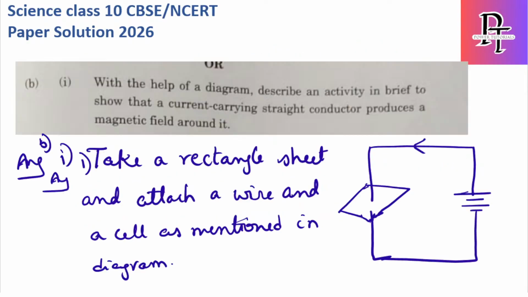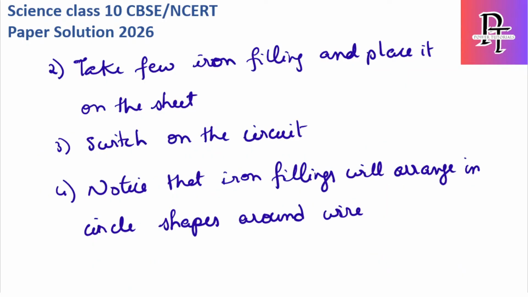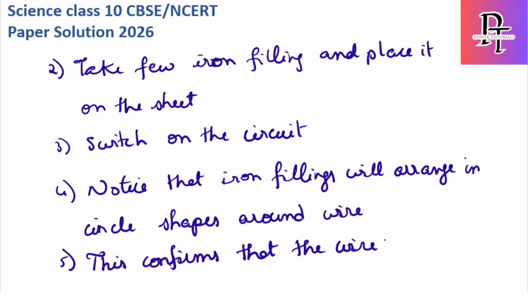Okay, so the same diagram I will change. If possible, keep two diagrams, one normal and the second with circles. Okay, so fifth point: this confirms that the current in the wire is showing magnetic properties.